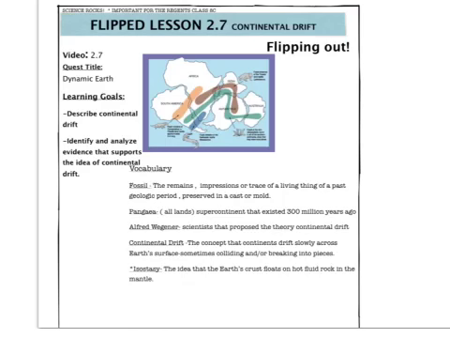Your vocabulary words are fossil, Pangea, Alfred Wegener, continental drift, isostasy.